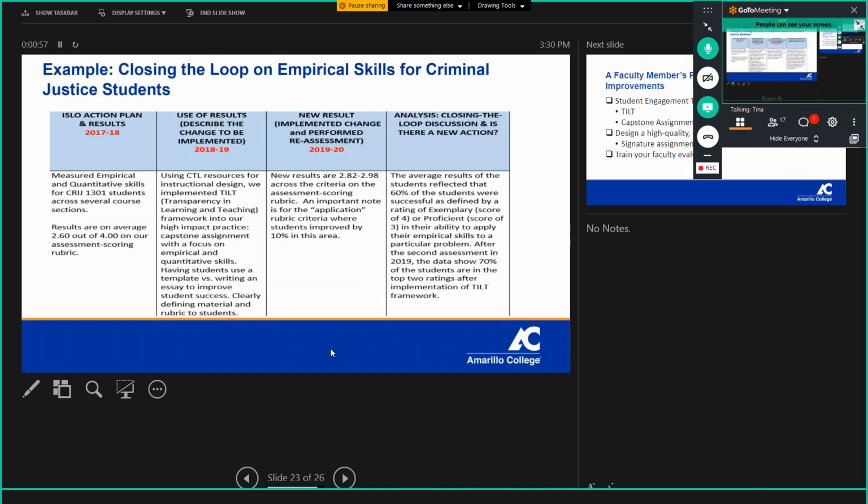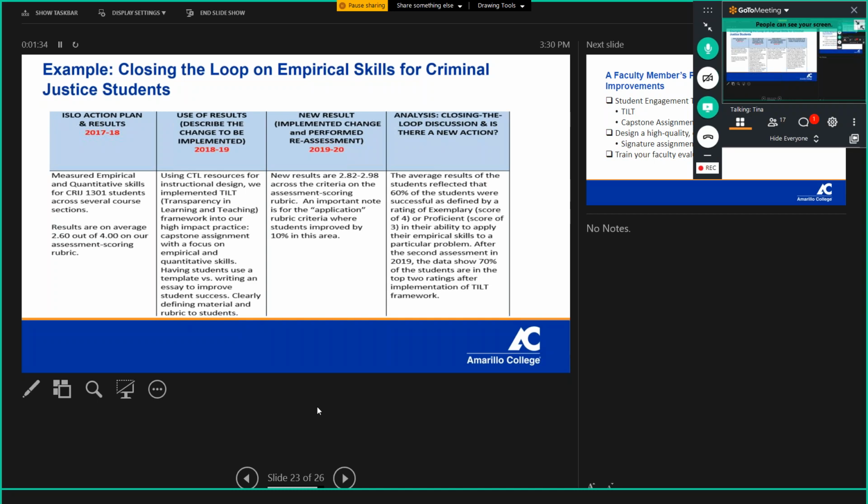And so after we did that, this is an example of how we close the loop in the documentation process on a particular learning outcome. So for this example, she's closing the loop on empirical skills for criminal justice. This was her original scores, 2.6 out of 4. After she implemented the transparency in learning and teaching framework into her class, these are some of the things that she implemented. Now she's got new results where the students improved by at least 10% in this area.